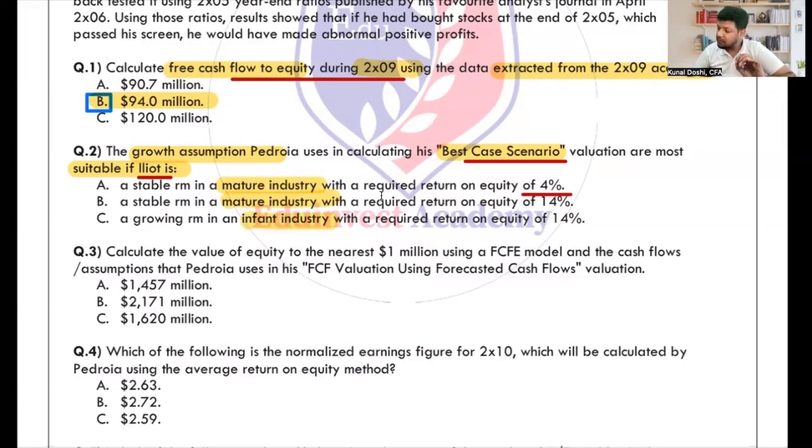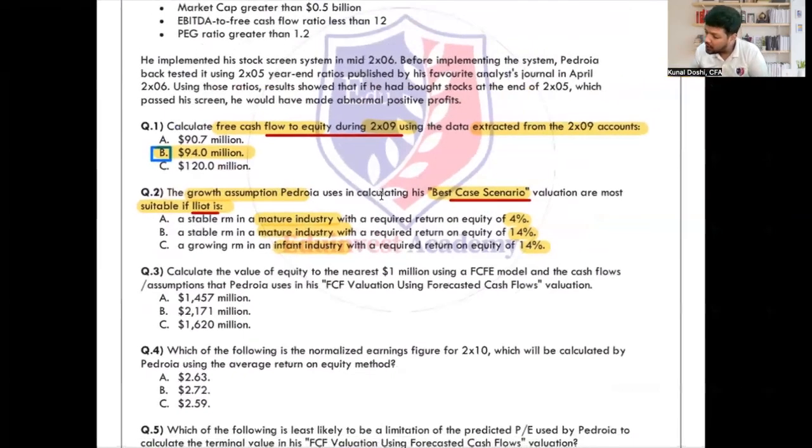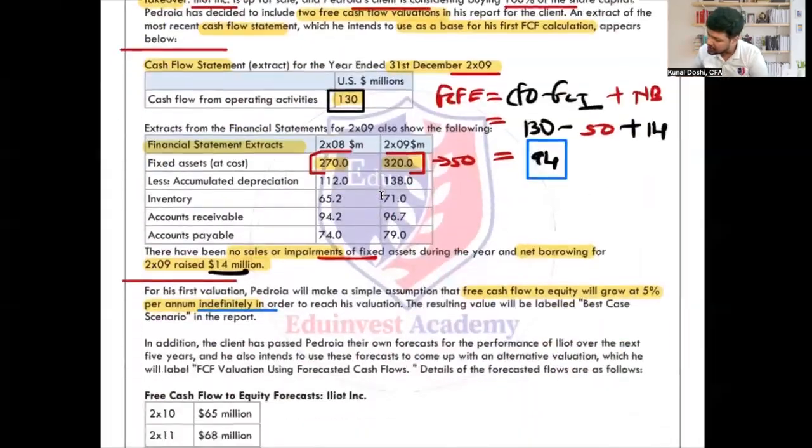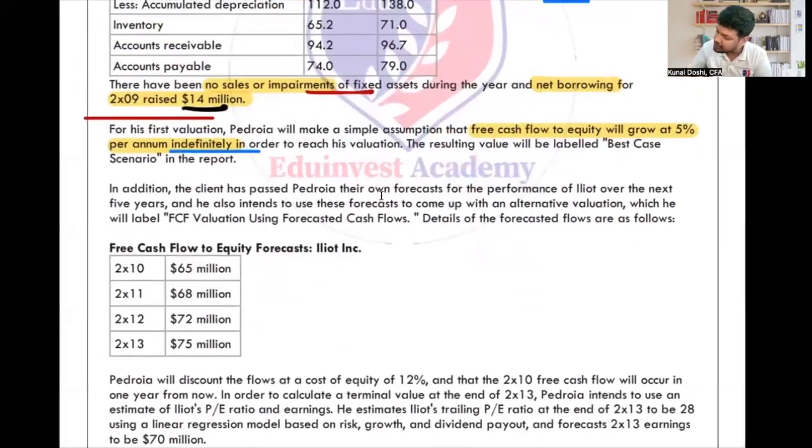Now here they have pointed out one important thing, that the return on equity is 4%, 14 and 14. First of all, it's not an infant industry, so the choice is between A and B. Now, they are asking me which case the growth assumption used in calculating the best case scenario is most suitable for. Let's see what the growth assumption is. They have said that the growth assumption is 5%.